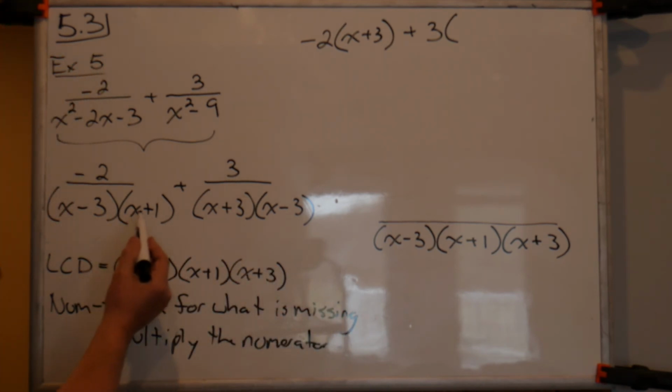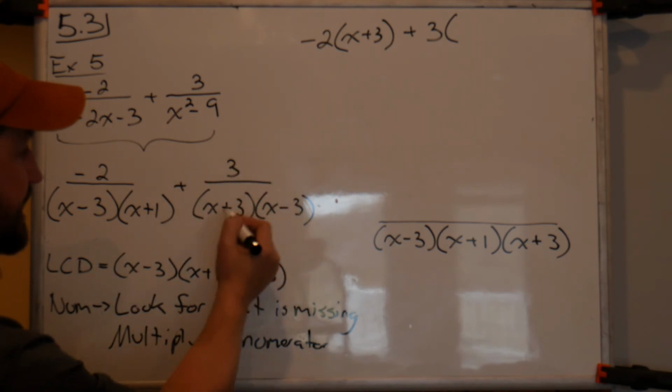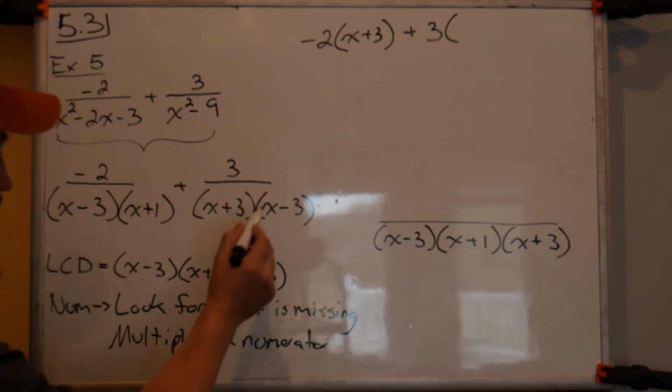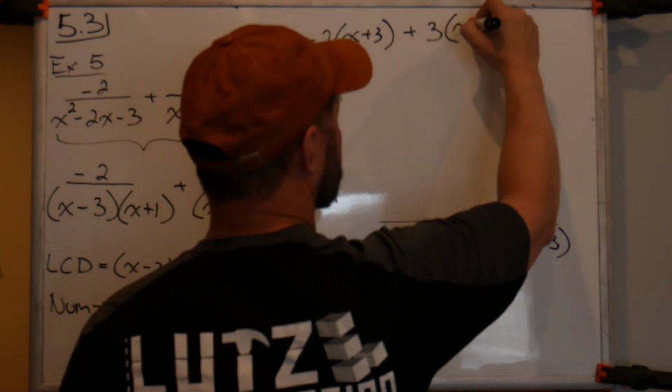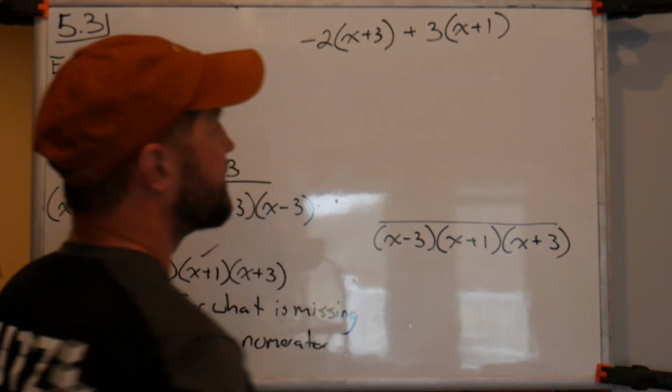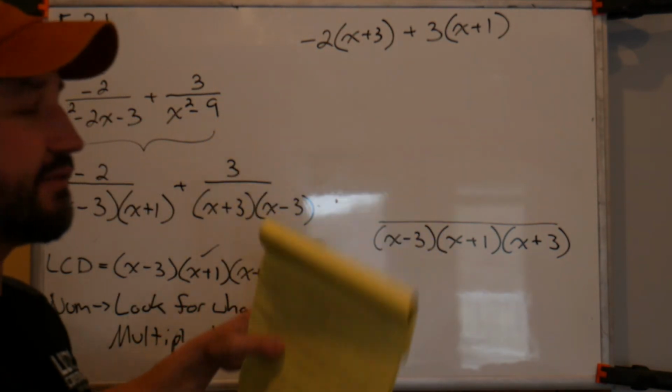So I'm missing an x plus 3 here. Then I go to my next piece, and I'm going to multiply 3 by whatever's missing here. I have my x plus 3, I have my x minus 3, I'm missing my x plus 1. So I multiply by x plus 1. There's my numerator.